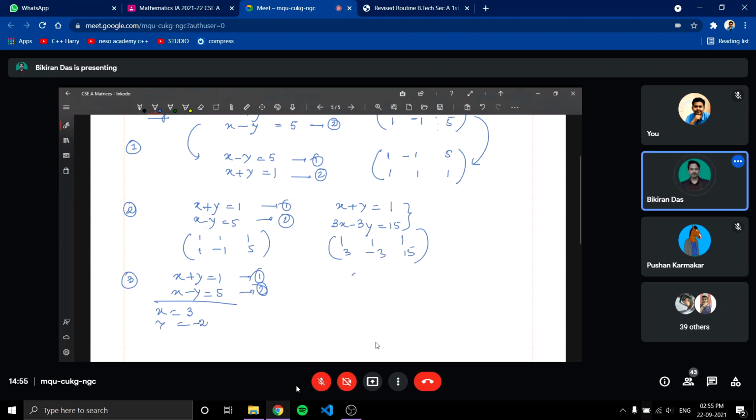Minus 2. Okay. I'm fixing the first equation as it is, and what I am doing is multiplying the first equation by, say for example 2, and then adding this to the second equation. What will you get? 2x plus 2y equals 2, and this is x minus y equals 5. If we add this, what will we get? 3x minus y is equal to 7. So let us write it like this: 3x minus y equals 7. Tell me what is the solution of this?